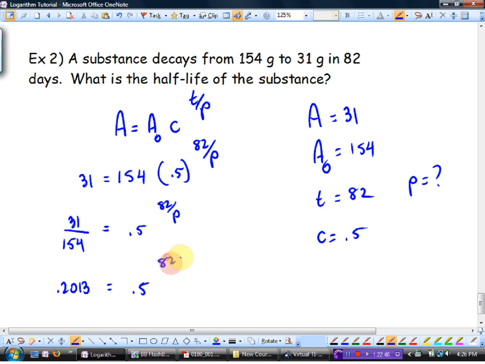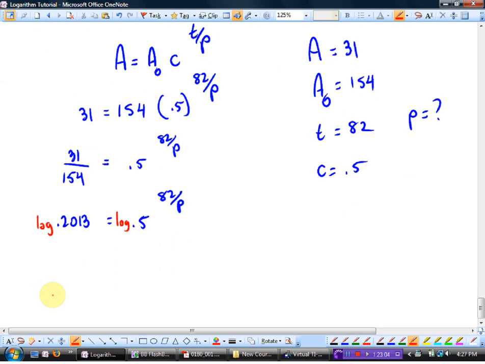0.5 to the 82 over P. Johnny, where is my variable sitting? It's an exponent. So take the log. Now, when I do that, this exponent can move down to the front. It's going to look like this: the log of 0.2013 equals the log of 0.5 times 82 over P.